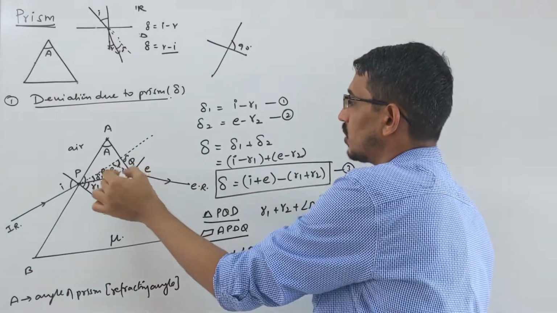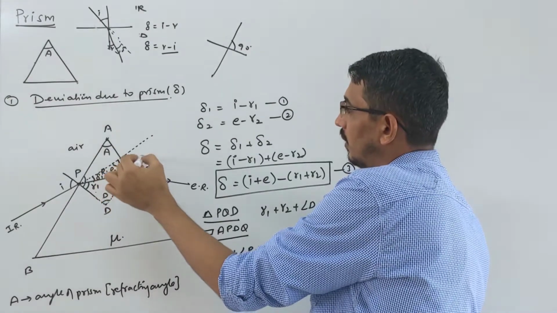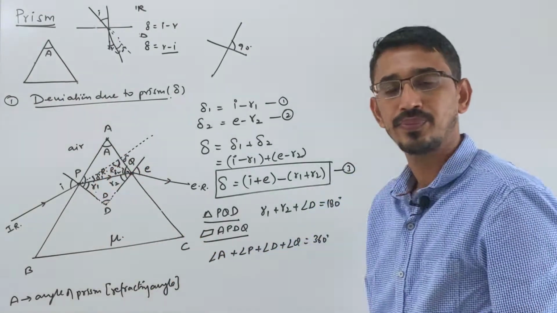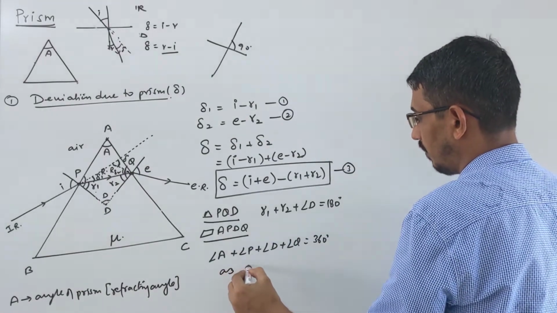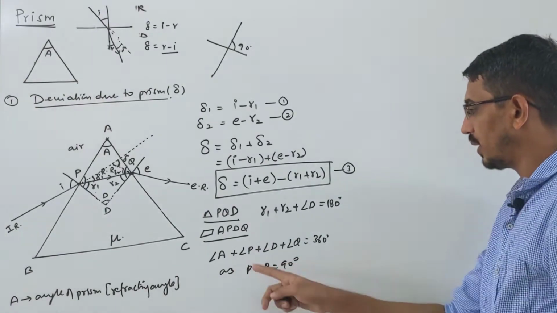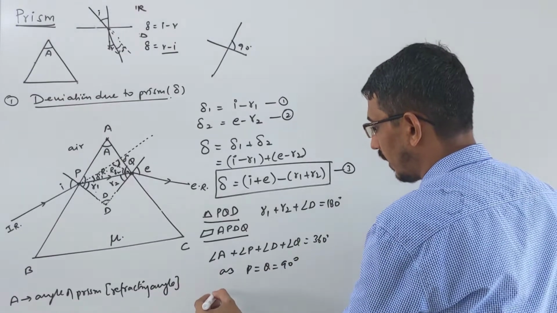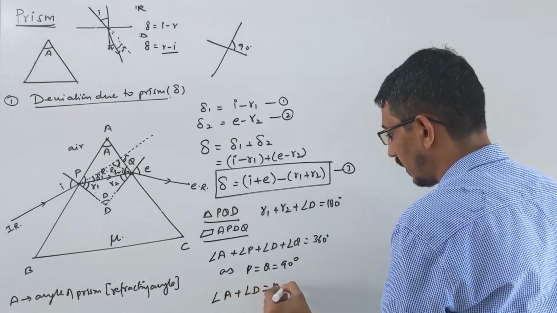Similarly this Q angle also what? 90 degrees, because this is a normal. What is Q angle, people? Normal we have drawn. So this whole angle, that's your Q. So P and Q we know, angle P is equal to Q, 90 degrees. So you put here 90 and 90, that becomes 180, goes to the other side. So angle A plus the remaining angle D is equal to 180 degrees.